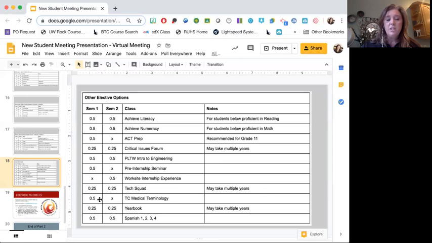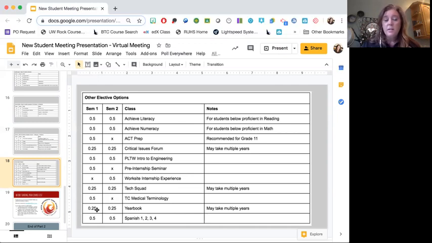Medical terminology. This is a 1/2 credit class that we offer first semester only. Notice it is a TC class. This is transcripted credit through Blackhawk Tech. So if you are interested in going into any health science field at Blackhawk Tech, nursing, the CNA program, going into any kind of medical field, you'll want to take medical terminology. This is a prerequisite to most of those degrees.